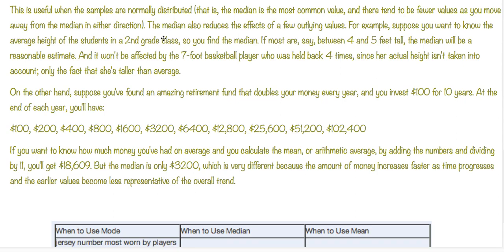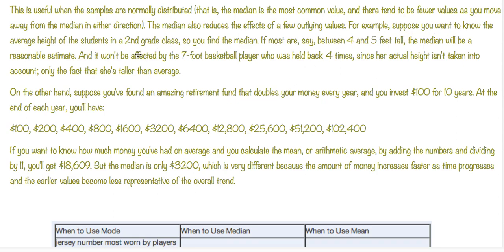Okay, so when you talk about median, you have a normal distribution of values. The median also reduces the effects of outlying values. So basically, when you talk about the example that we had with the Olympic gold medals, the median will reduce the effect of the 0 gold medals and the 83 gold medals. Okay, let's take a look at these examples.